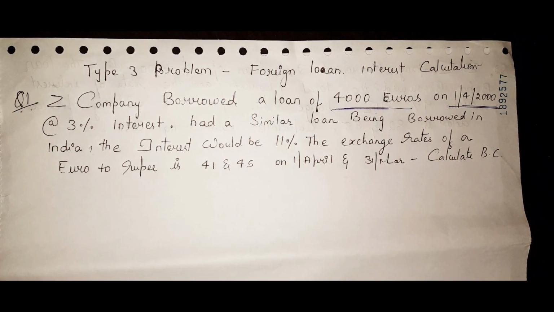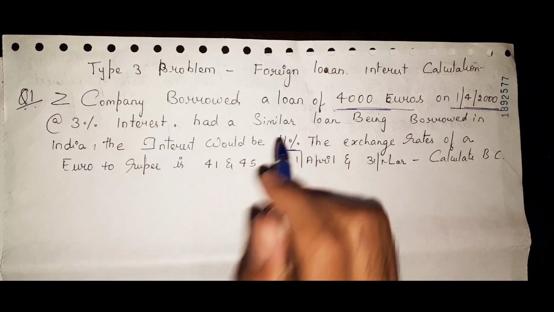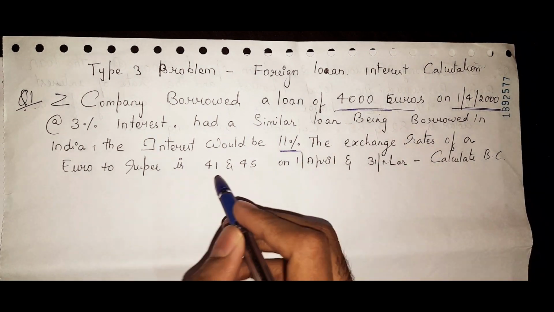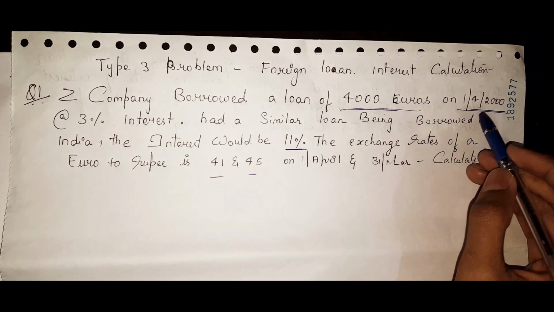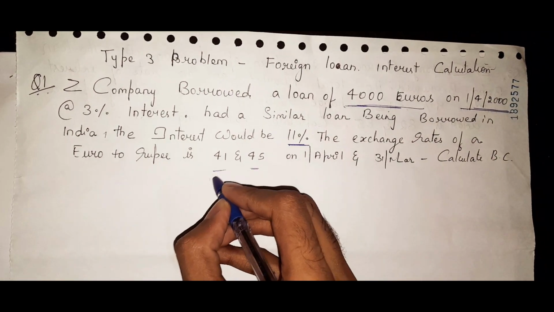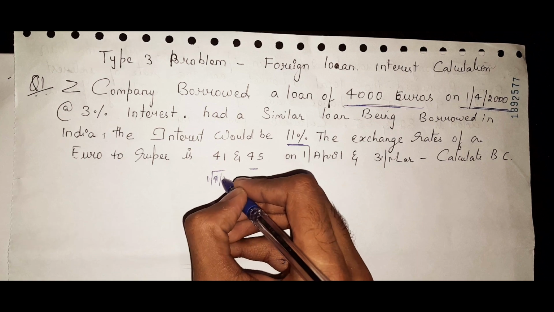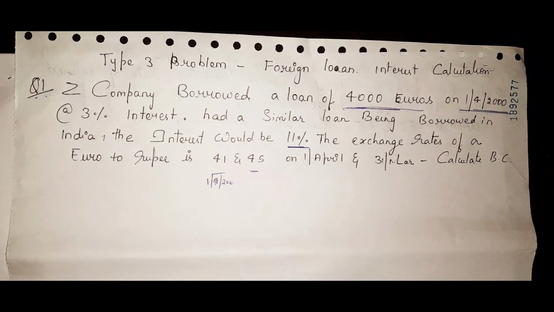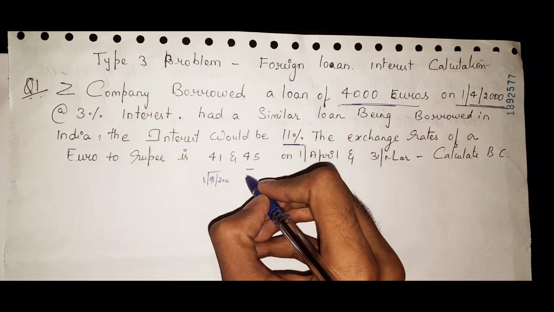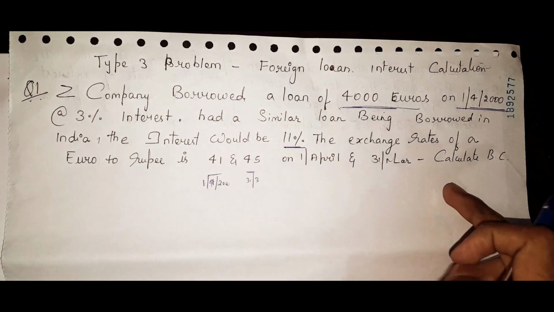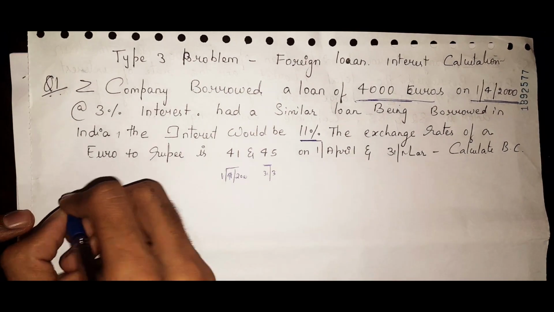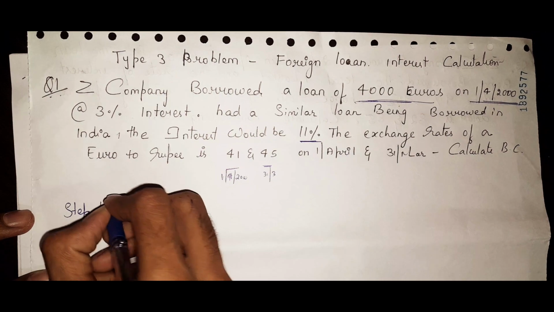Suppose if the same loan was taken in India, the interest would be 11%. The exchange rate is 41 and 45. Means on 1 April it was 41 rupees. On 31st March it was 45 rupees. Calculate borrowing cost. So we usually follow 5 to 6 steps.